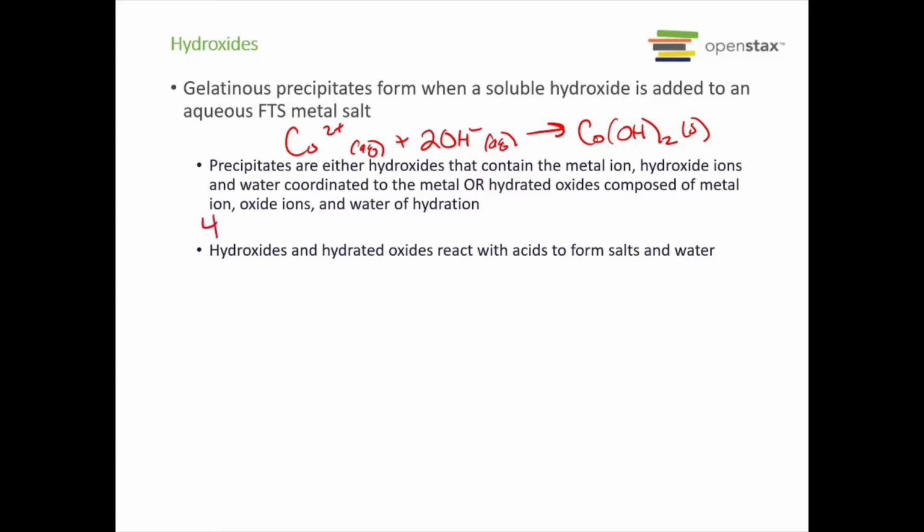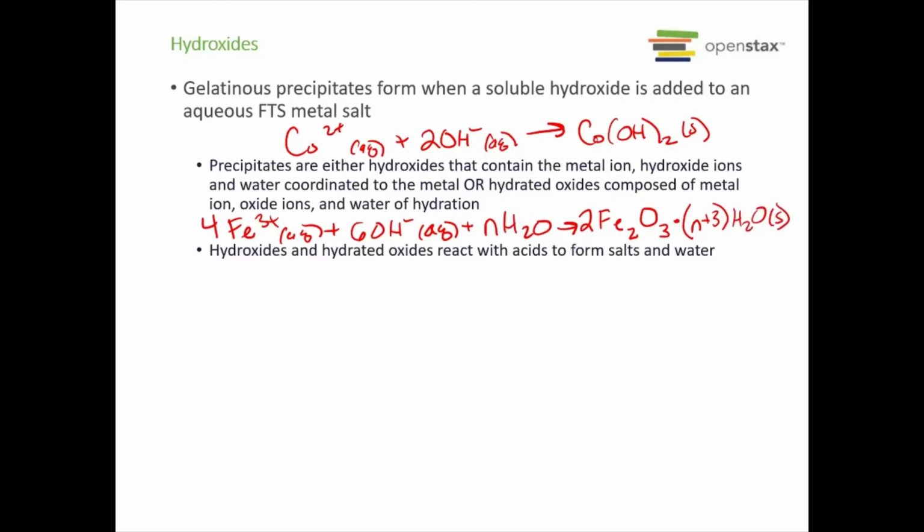So an example of the second one would be, we take some iron 3+ and react it with OH- plus however many, that's what this n means, H2Os. This is because of the hydration. We make this iron oxide hydrate, Fe2O3·(n+3)H2O. So there's an example of a hydrated oxide.